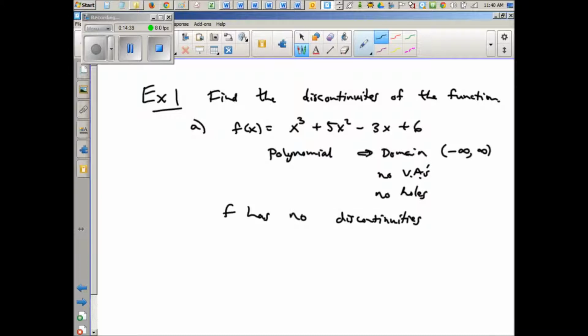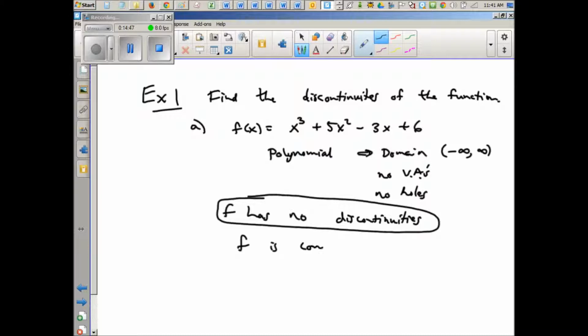F has no discontinuities. Another way of saying that, F is continuous everywhere. F is continuous for all x. These two phrases mean the exact same thing. F has no discontinuities. F is continuous for all x.